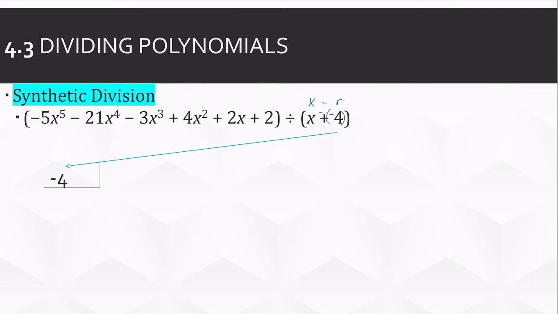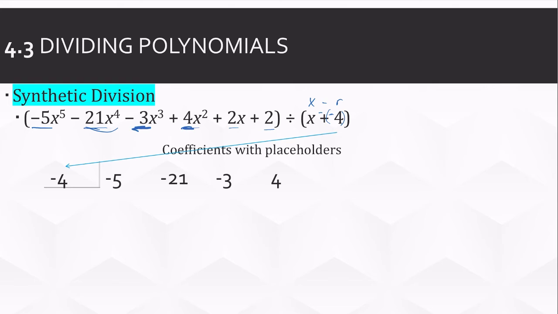So we're going to take that negative 4 and put it in a box. And then we're going to take all the coefficients and put them beside it. So it's the negative 5, the negative 21, the negative 3, the 4, the 2, and the 2. Now we do have to make sure we have all the powers of x. So I have x to the 5th, 4th, 3rd, 2nd, 1st, and no x. So they're all there. Put a line across the bottom.